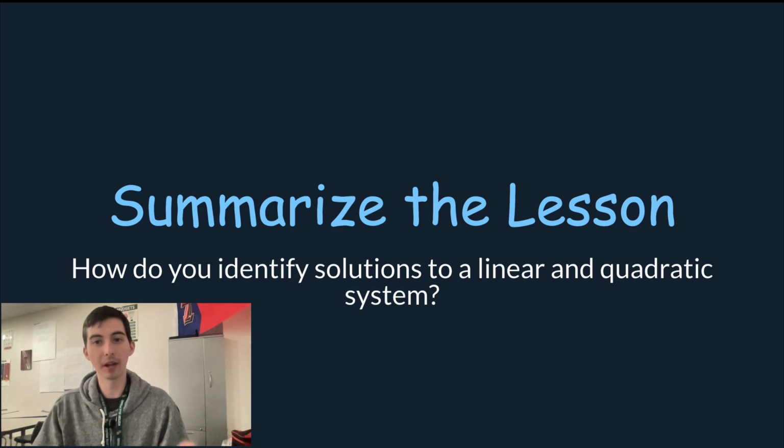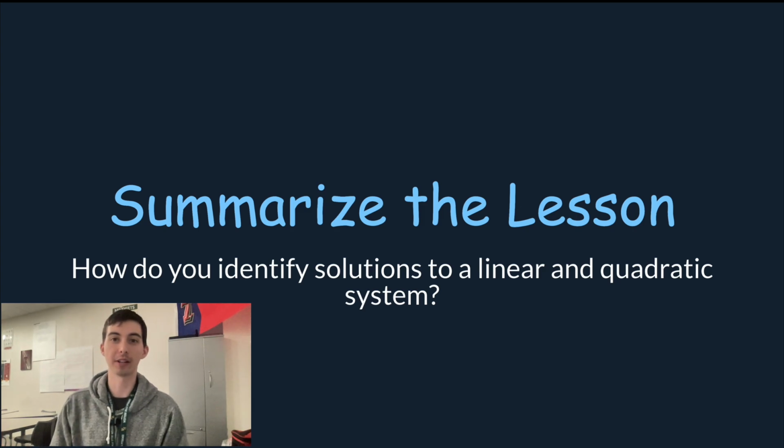So to summarize, how do we identify solutions to a linear and quadratic system? Same way we do with our linear systems. Just anywhere we see the line and the quadratic meeting, that's our solution.